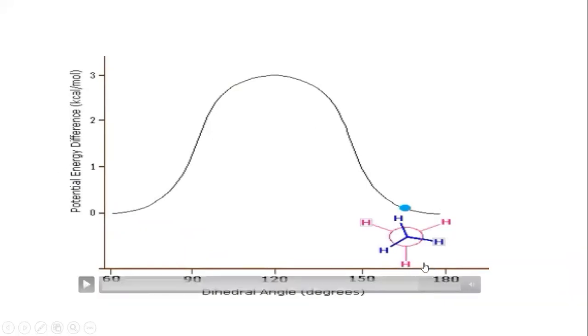Now, if the angle is 180 degree, the hydrogen atoms are far from each other and they are also stable. So if you go from dihedral angle 60 to 180, 180 is also stable. The hydrogen are very much far from each other and they are having less strain. They have less strain and less potential energy. It means high stability.